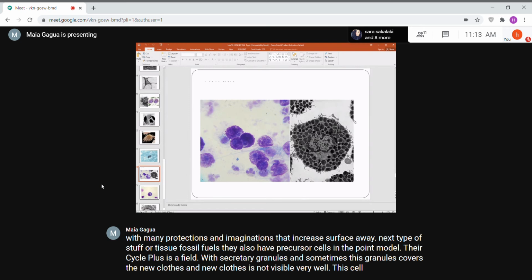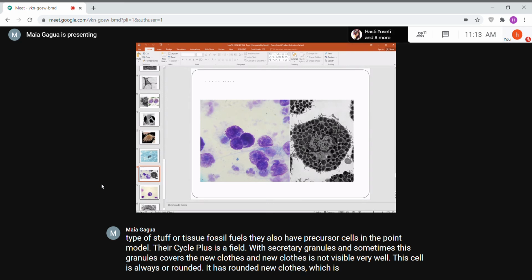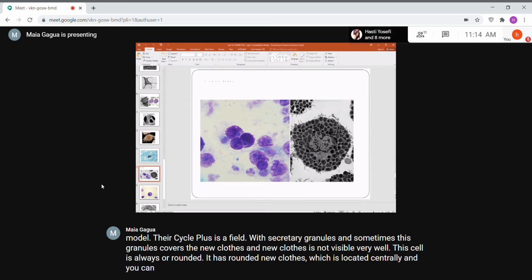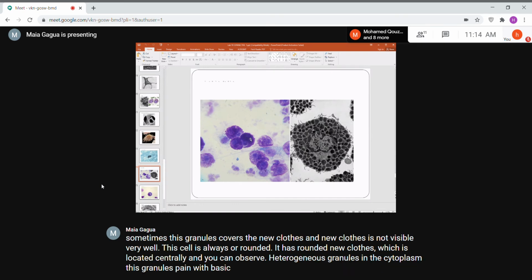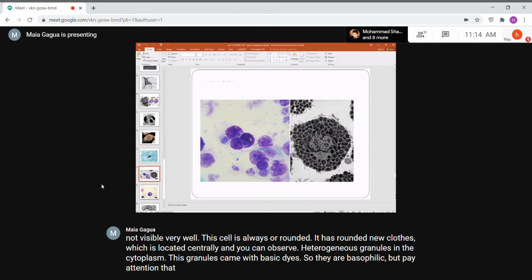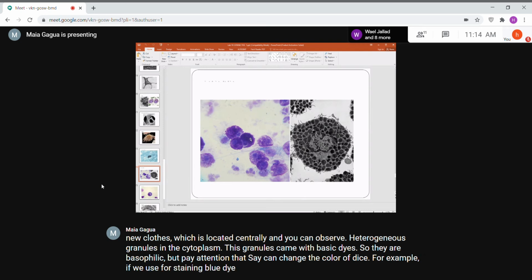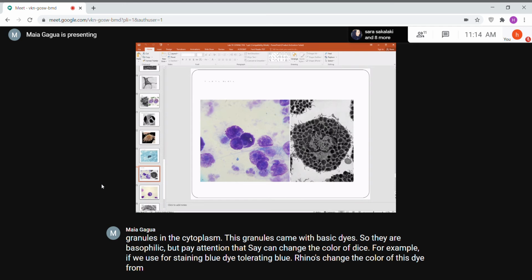This cell is ovoid or rounded. It has a rounded nucleus, which is located centrally, and you can observe heterogeneous granules in the cytoplasm. These granules stain with basic dyes, so they are basophilic. But pay attention that they can change the color of dyes. For example, if we use for staining the blue dye toluidine blue, granules change the color of this dye from blue to red or purple.